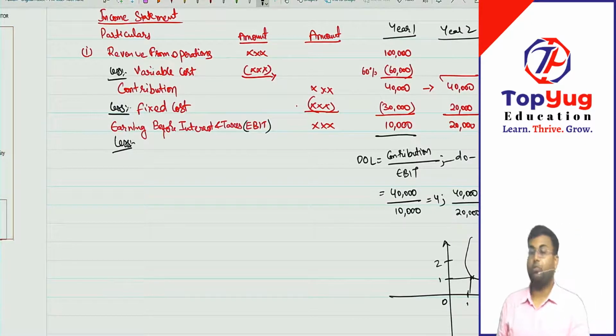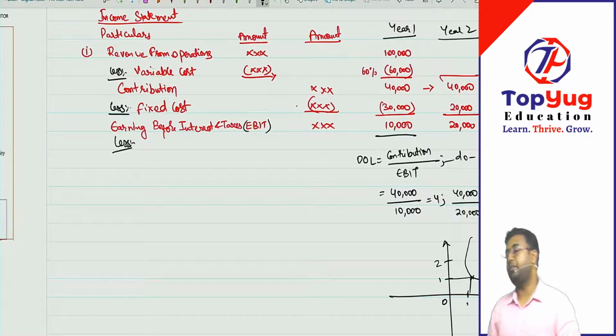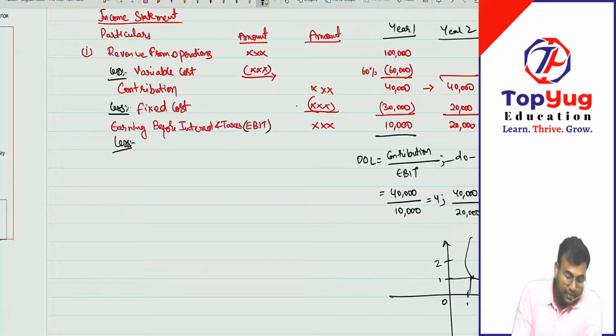Next one, sir. What is the next item I am supposed to subtract? Before interest, before tax. That means I have to subtract, I have to bring it to after interest, after tax. Yes or no? Yes. What should I do? Less interest.